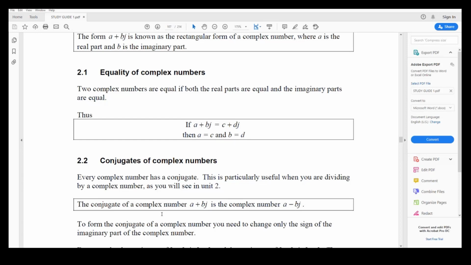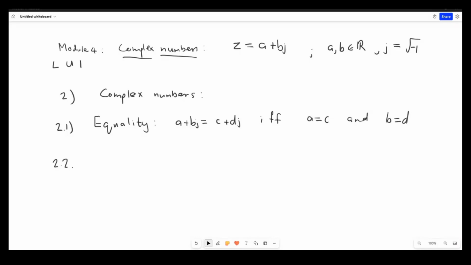Okay, so this is module 4, learning unit 1, where I've just defined a complex number z for you. Here a and b belong to the real numbers, and of course j is the square root of -1. So in that section 2, and this is just stressing what I said, a plus bj is equal to c plus dj if and only if a is equal to c and b is equal to d. Okay, right.